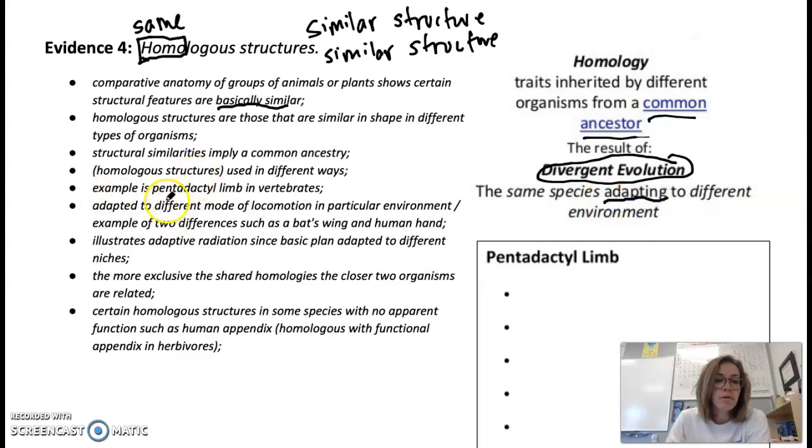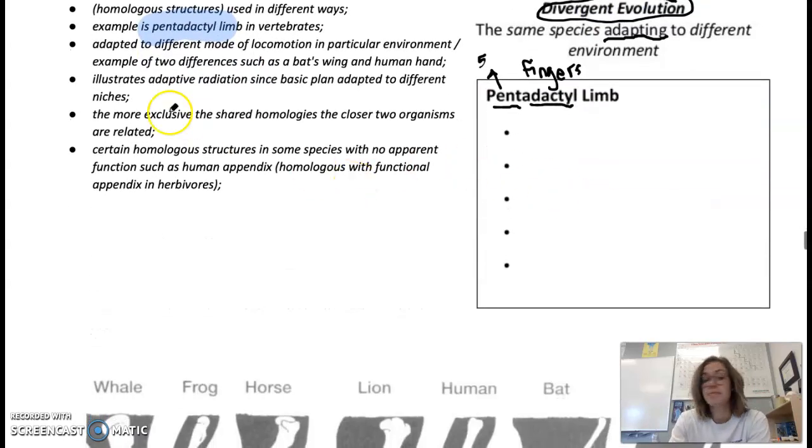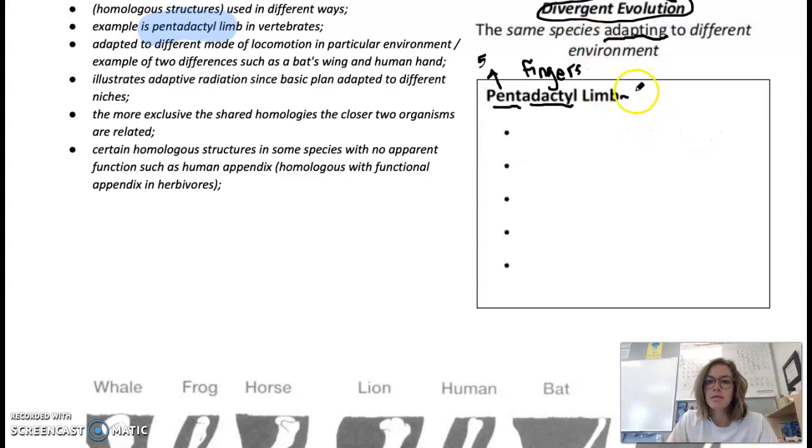So one of the examples is the pentadactyl limb. And you can see that here in this description. And pentadactyl, remember that pent means 5, and dactyl is going to be fingers. So these are the 5-fingered limbs of different organisms. I was saying the pentadactyl limb. This is the limb. These are the limb bones.